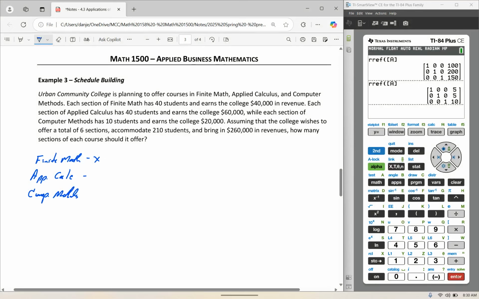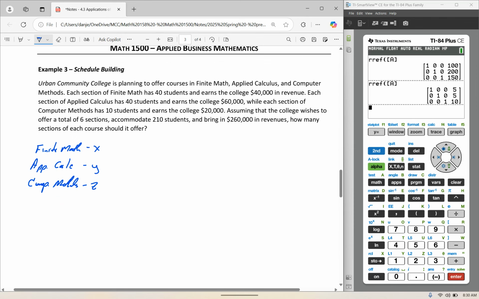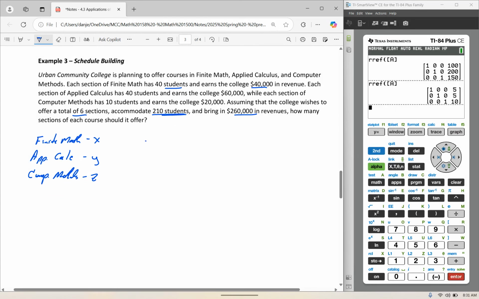Finite math I'm going to call X, applied calculus I'm going to call Y, computer methods I'm going to call Z. There's our pattern. Okay. Now let's look at the information that we have. Each section of finite math has 40 students, and it earns the college $40,000 in revenue. So we also know how many students. I didn't read the whole problem for you, but we do know they want to accommodate a total of 210 students, revenues, and we also have a total number of sections.